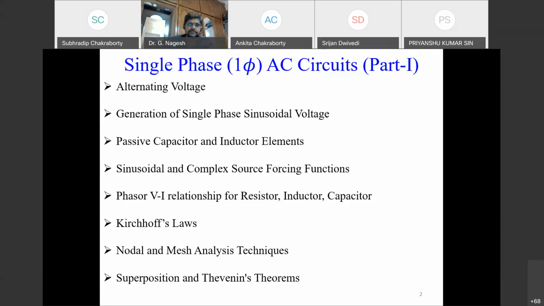Any combination can be present in your circuit. How to analyze that circuit? And the theorems, the basic principles remain the same. That is, the superposition theorem and Thevenin's theorem we are going to discuss in this part 1. All right, so these are the topics which we are going to cover in this part 1 of single phase AC circuits.